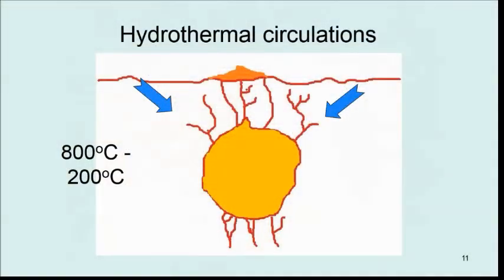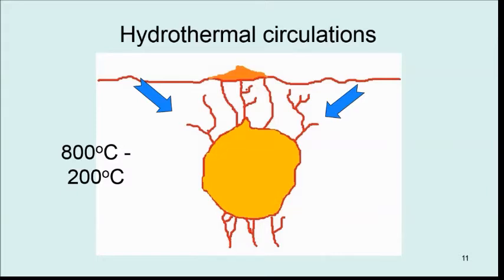Okay, so that was cumulate layering, which is linked to Bowen's reaction series. There's another igneous process that goes on at the same time, probably slightly later after it's been cooling, that forms minerals in certain locations, concentrates those minerals. And they're called hydrothermal circulations.